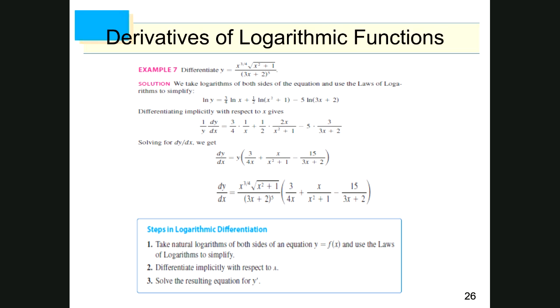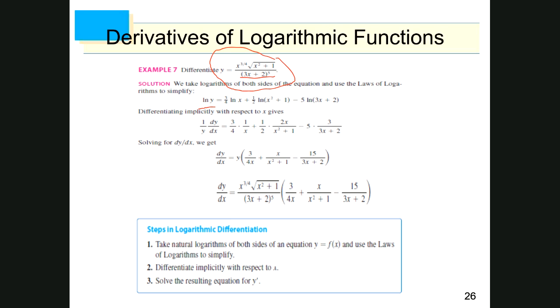You see, this is a very complex function. Once you see this, you need to apply the rules of logarithmic differentiation. All right, logarithmic differentiation applies here. What do we mean by logarithmic differentiation? Your first step is to try and simplify this complex function by applying ln on both sides. You can see here, I say ln of y, and if I apply ln on this side, it simplifies to 3 over 4 ln of x plus half ln of x squared plus 1 minus 5 ln of 3x plus 2. All right, apply ln on both sides.